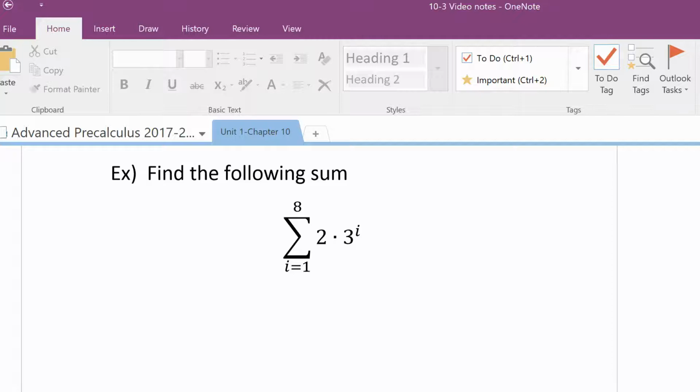So if I wanted to find the following sum, notice here there are 8 terms. It's geometric because the ratio is being raised to a power. The first term, 2 times 3 to the first. So the first term is 6.